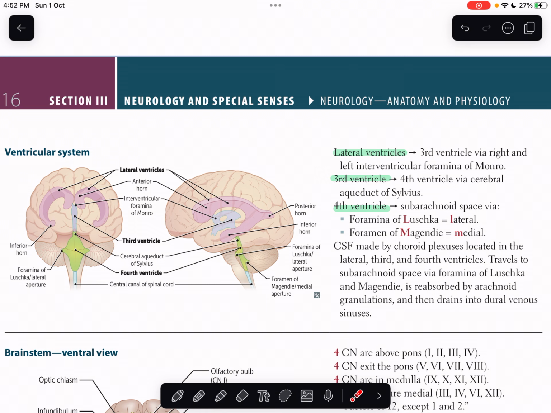Very simple. So now you guys can see over here the CSF is made by the choroid plexus, which is located in the lateral, third and fourth ventricles, as I have mentioned earlier. So here we have the choroid plexus, here also and here also. They are making the cerebrospinal fluid continuously. Then it is going to travel to the subarachnoid space via the foramen of Luschka and Magendie, and it is going to be reabsorbed by arachnoid granulations and then drain into the dural venous sinuses.